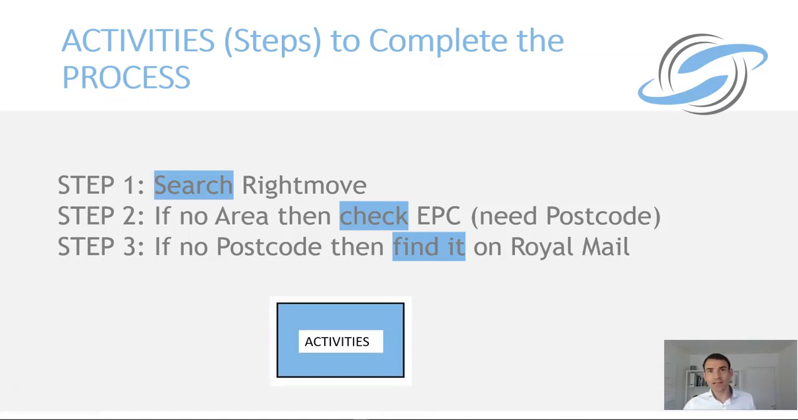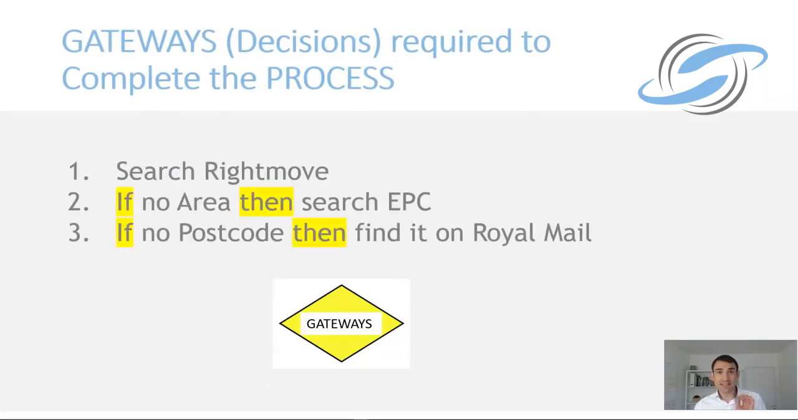I've just written that process out in simple English, in inverted commas, to explain the different elements of a flow diagram. First of all, we're looking at activities, the steps involved, if you like. The blue highlighted words are the action steps. Search Rightmove. If no area, check EPC. If no postcode, then find it on Royal Mail. Those are the actions, the doing steps in that process. We represent those with a box on a flowchart. Next, decisions, or gateways as they're called in the standardized formatting.